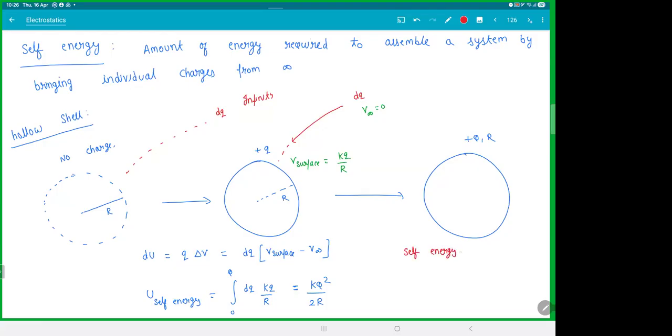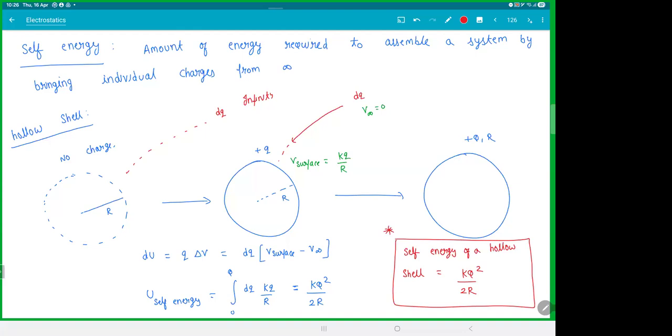So the self-energy of a hollow shell: this much energy you can extract when this thing explodes is kq square by 2r. You should definitely remember this. In the exam, you won't have time to derive this. All clear what we did?